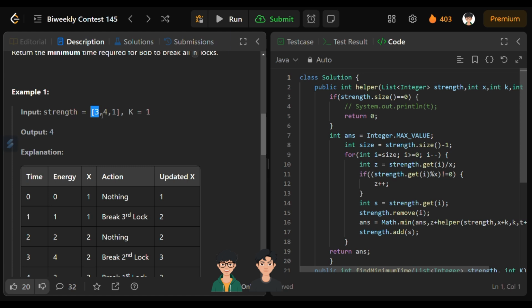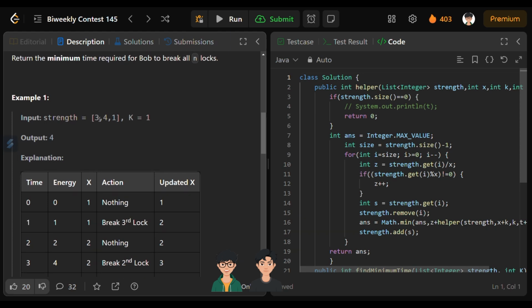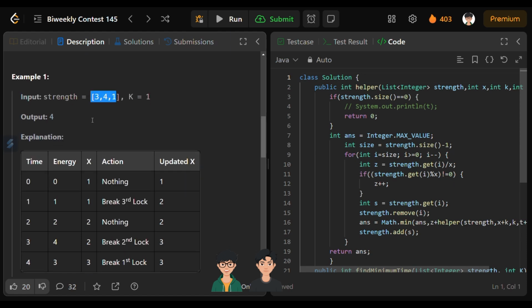Now if you try to break 3, you have two options: you first break 4 or 1. First you will try to break 4 and then calculate the answer. Also you will try to break 1, then calculate the answer. The order can be anything, like break 3, 4, 1, or 1, 4, 3, or 4, 1, 3, anything, and you have to calculate for all of them. We are basically seeing all the permutations.